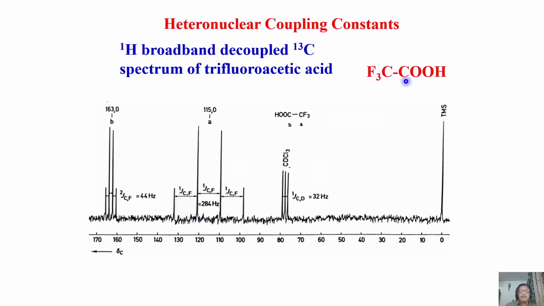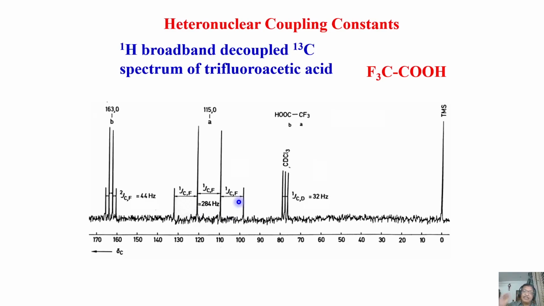What about this carbon? This carbon has a long range coupling with three equivalent fluorines. As a consequence, this carbon is split into a quartet because of these 3 fluorines. Please understand now what is happening. Many interesting pieces of information you can get here. The directly attached carbon to 3 equivalent fluorines gave a quartet. This is 2 bond coupling. This carbon coupled to these 3 fluorines is again going to be a quartet. It is a long range 2 bond coupling, which is 44 Hertz. This one is about 284 Hertz.